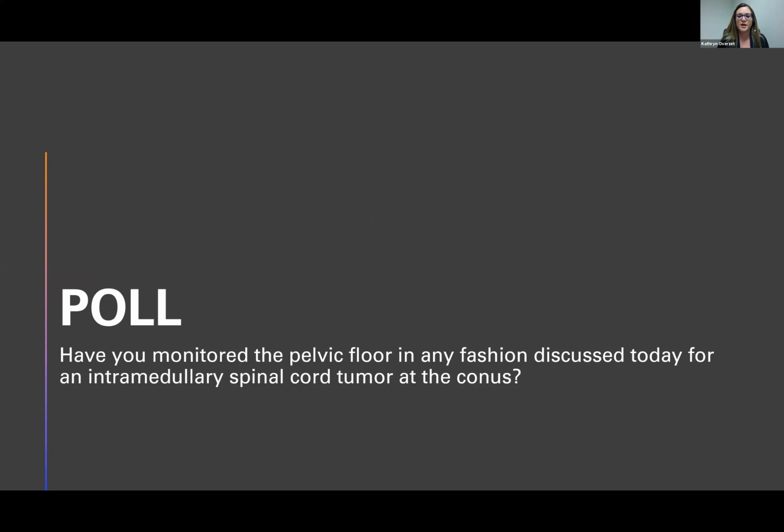Have you ever monitored the pelvic floor in any fashion for an intramedullary spinal cord tumor at the conus?